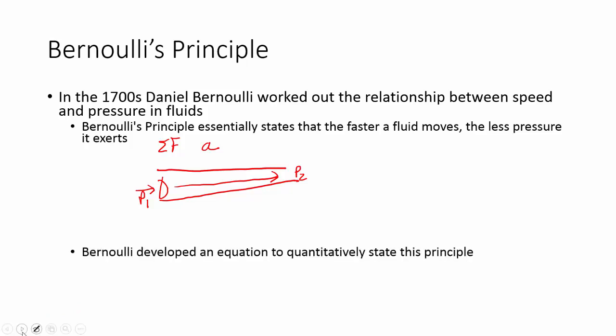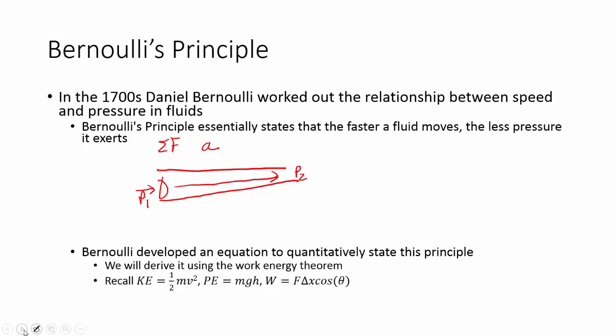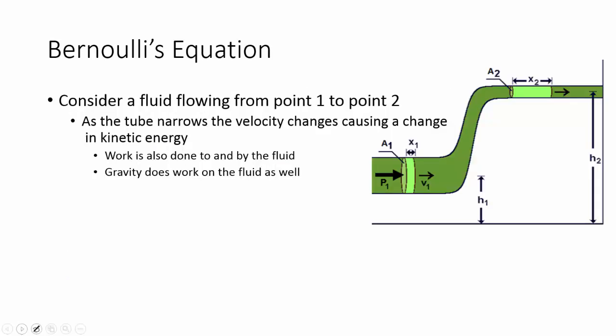Now, Bernoulli developed an equation that we can use to solve some problems with this, and we're going to derive that equation using the work-energy theorem. Now, we need to remember a couple things. Kinetic energy is half mass times velocity squared. Potential energy is mass times gravity times height, and work is equal to force times displacement times the cosine of the angle between them. And of course, remember the work-energy theorem says that the work done is equal to the change in kinetic energy.